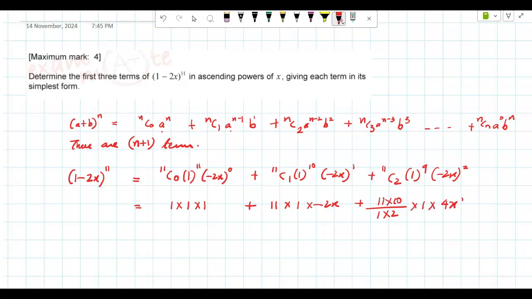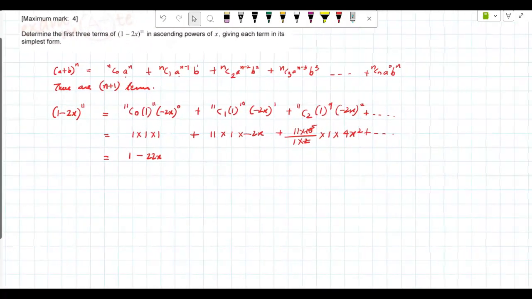Into 4x squared. But sir, 110 over 2 is not 11. Who's saying it's 11? I never said it's 11. It's the third term I'm writing. Oh, okay, my bad. I'm writing one below the other. So that's 1. But is there something else in the formula? In the nCr formula, it's not just n factorial over r factorial. There's something else also: n minus r factorial.